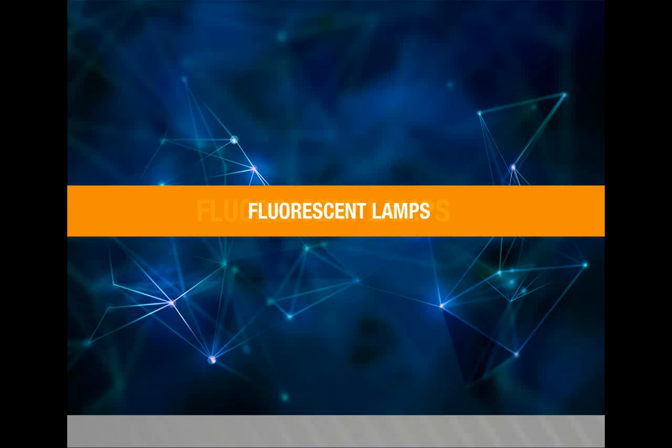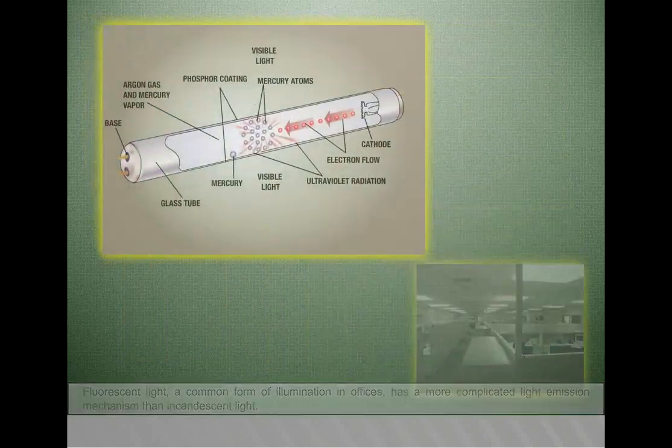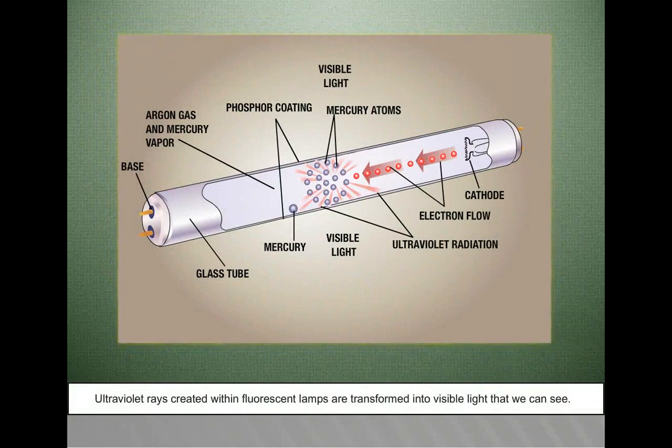Fluorescent lamps. In this video, we are going to see about fluorescent lamps. Fluorescent light, a common form of illumination in offices, has a more complicated light emission mechanism than incandescent light. Ultraviolet rays created within fluorescent lamps are transformed into visible light that we can see.